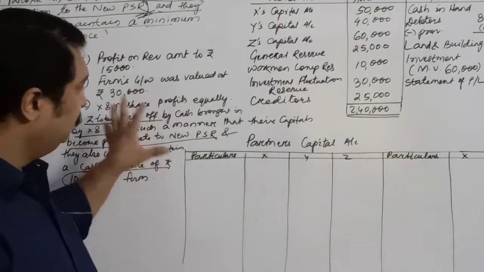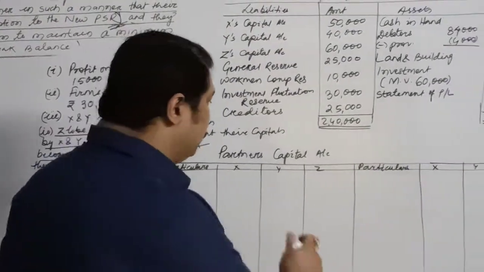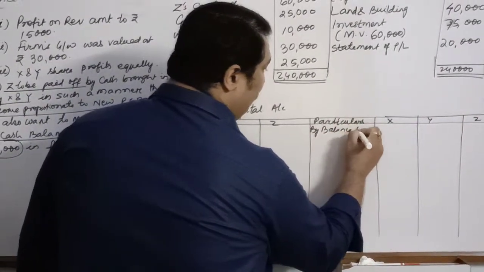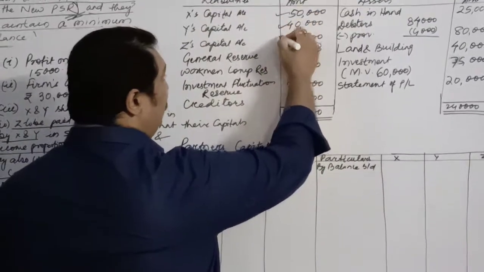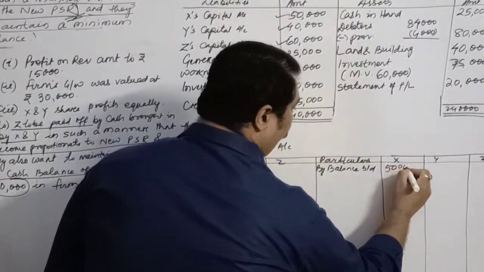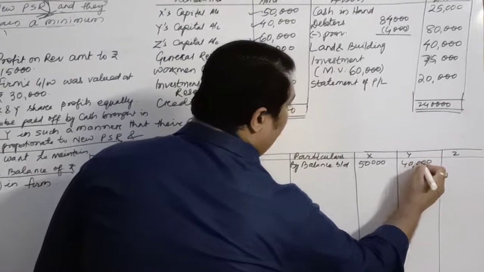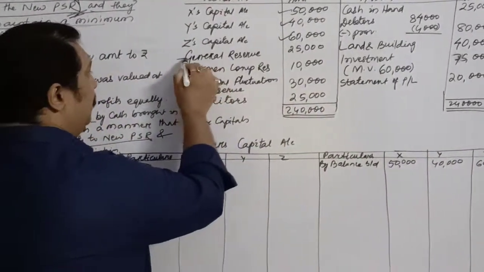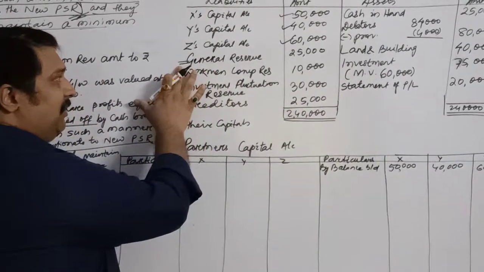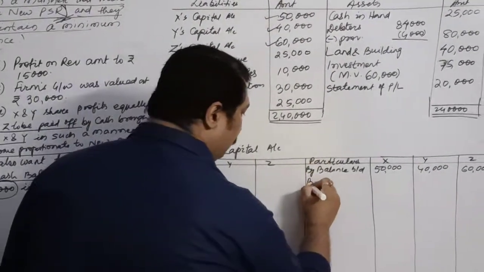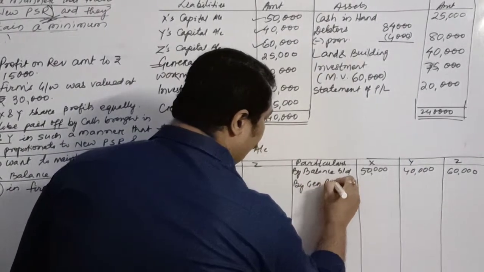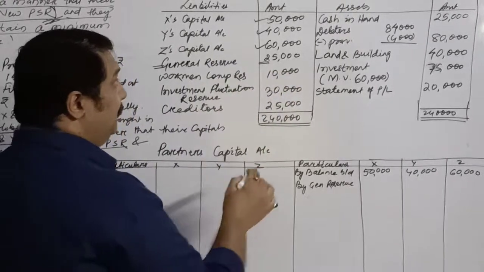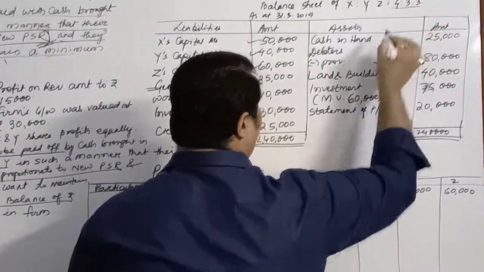So based on this question, first of all, since we are preparing the partners' capital account, I will write the opening capital by balance brought down. What is the opening capital? It is 50,000, 40,000 and 60,000. After this, as you can see, you have general reserve. There is no other adjustment related to general reserve, so we'll distribute it. General reserve is rupees 25,000, so it will be distributed in the old ratio, that is 4:3:3.